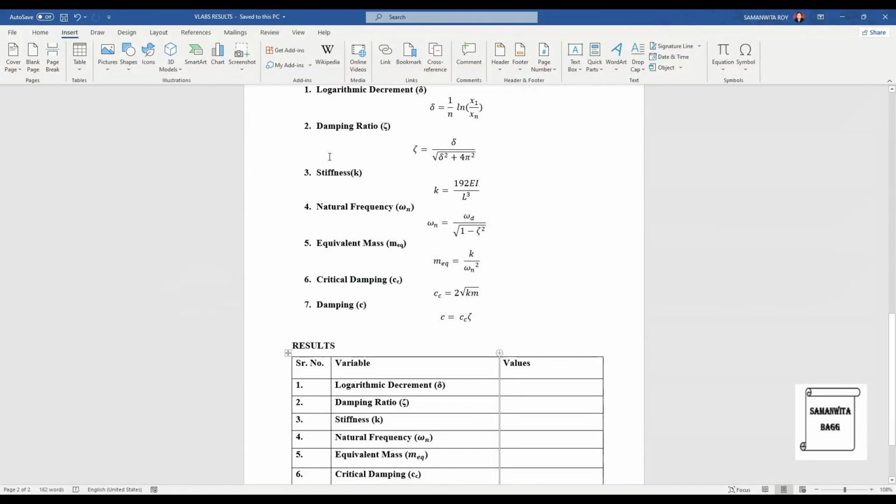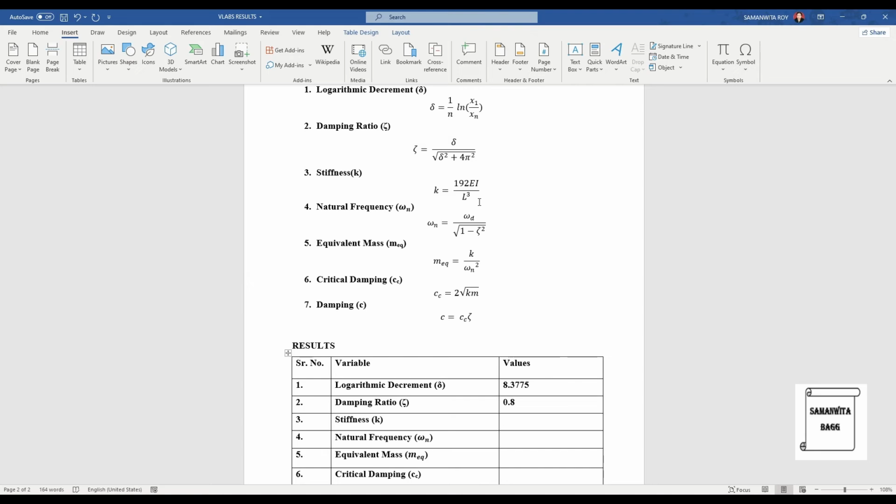So we can just start with zeta. We have taken the value of zeta as 0.8 and accordingly I can calculate delta by substituting in this formula. I get this value as 8.3775. Next we will go for calculating K. It is 192 EI upon L cube.